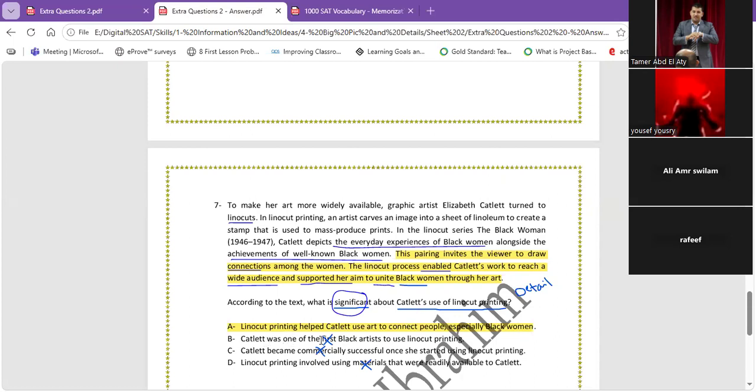Catlett was one of the first Black artists to use lino cut printing. He didn't say that it was one of the first. It's not mentioned at all. Wrong information. Catlett became commercially successful once she started using lino cut printing. He didn't say that. Lino cut printing involved using materials that were readily available to Catlett. He doesn't talk about that.